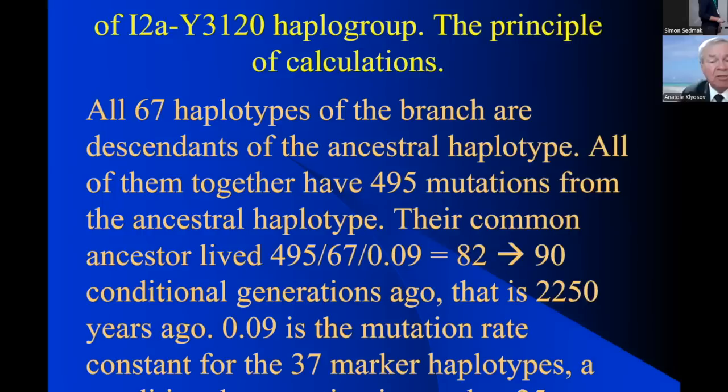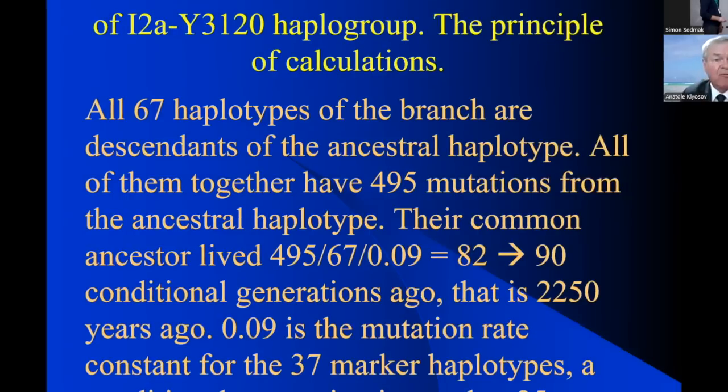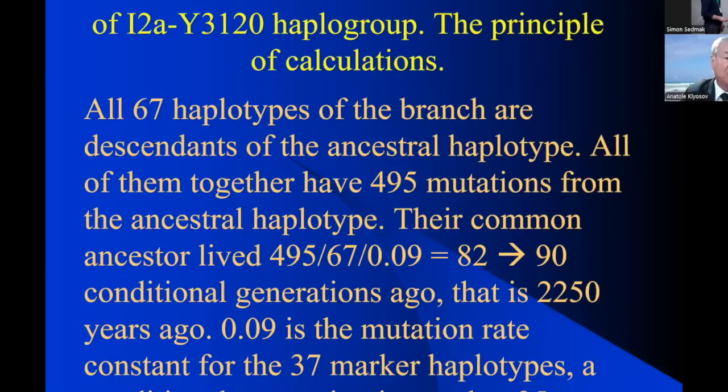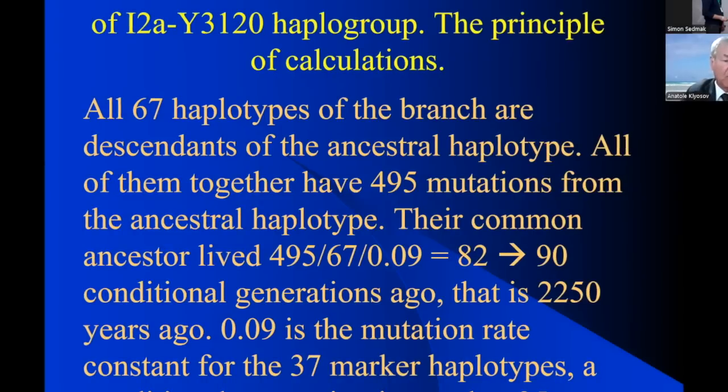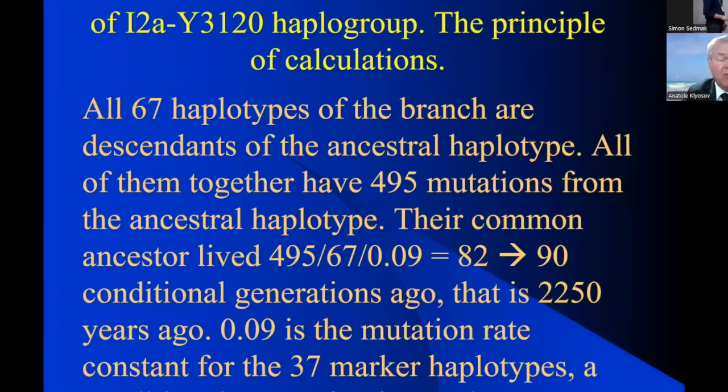But anyway, the point is that the common ancestor of all bearers of Y3120, it says SNP, single nucleotide polymorphism, which I call briefly SNP. So with this SNP, whatever number of people you get, it would be the same number: 2,250 years ago lived the common ancestor of all those people. So the question is, why so recent? Let me explain what recent means.